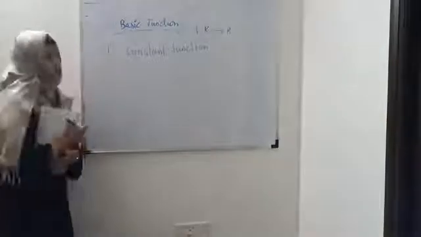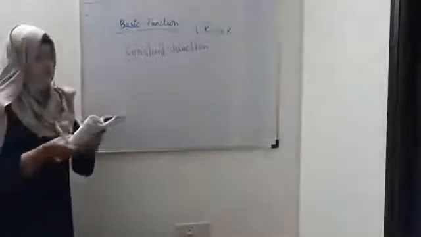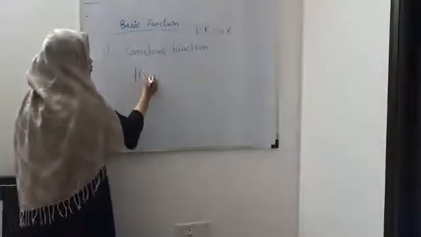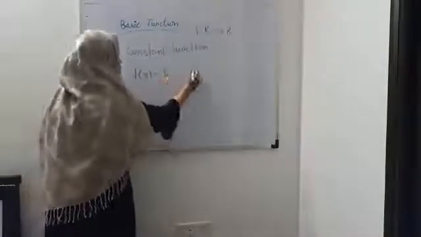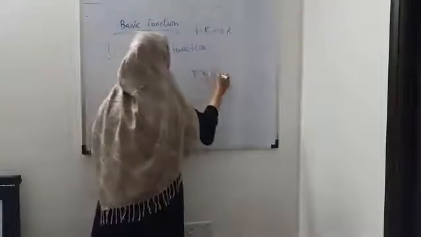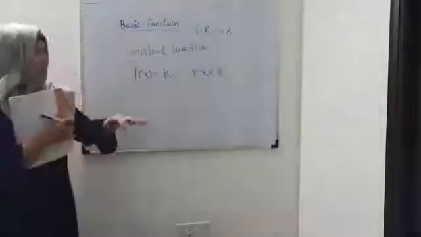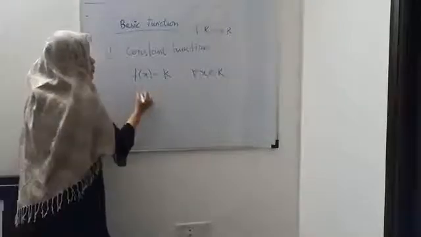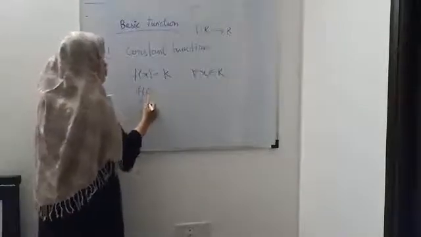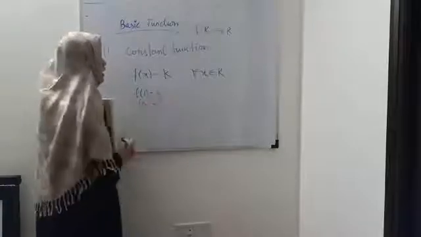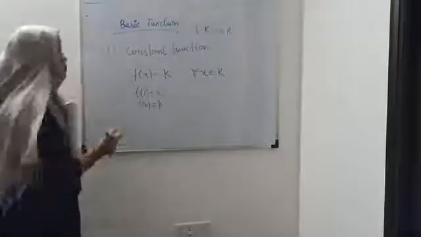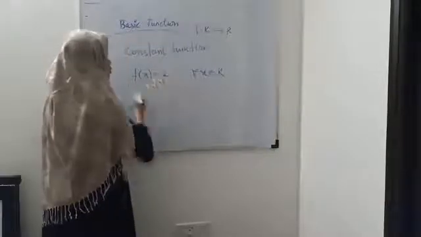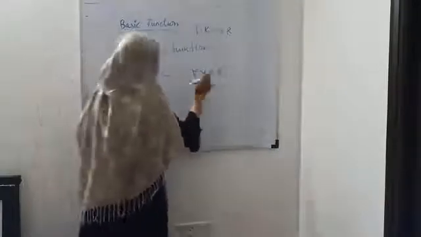Okay, so what is the constant function? The definition of the constant function is f of x will be some constant k for every x belonging to R. So that type of function is called constant. It means you take any value, f of 1, f of 2, it will give you k, right? Suppose I take f of x as 2, okay, f of x as 2 for every x belonging to R.